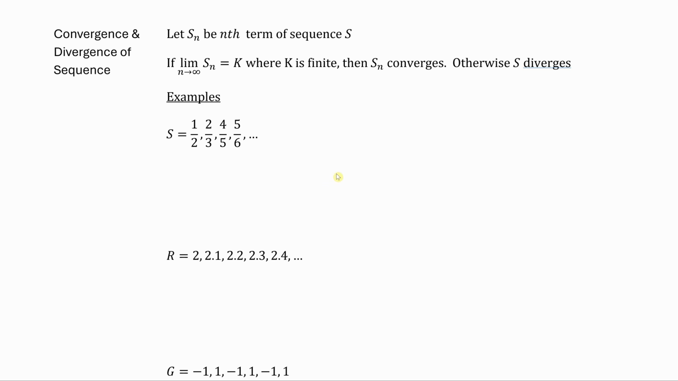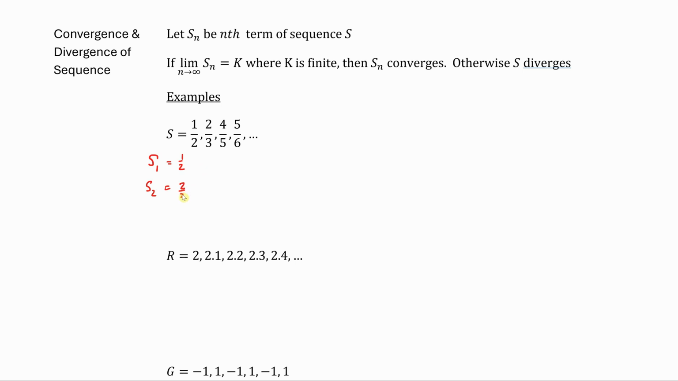And now we're going to talk about the formal, rigorous definition for convergence and divergence of a sequence and then of a series. So here I've set up some terminology and some examples. Let S sub n be the nth term of the sequence S. So if n was 1, S sub 1 is equal to 1/2. S sub 2 would be equal to 2/3.